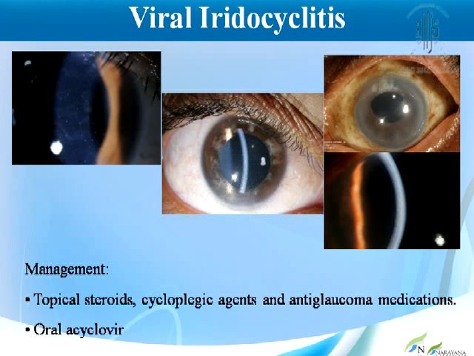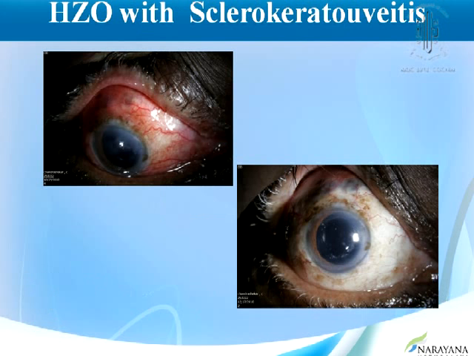In viral uveitis, patients can have characteristic fine diffuse keratic precipitates, can damage the endothelium, or can have corneal scars. Extreme cases can be associated with endothelial decompensation with corneal edema. These patients are managed with topical steroids, cycloplegic agents, and systemic oral antiviral agents. Here is a middle-aged man diagnosed with herpes zoster ophthalmicus with sclerokeratouveitis, who responded well to systemic steroids and systemic antiviral therapy.